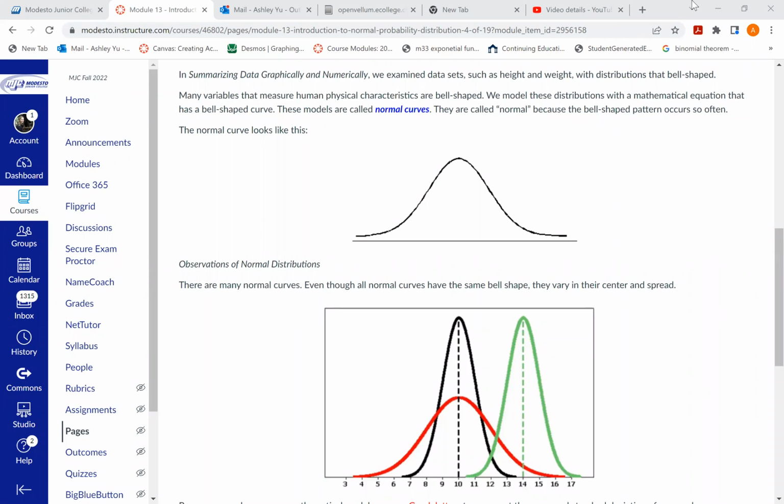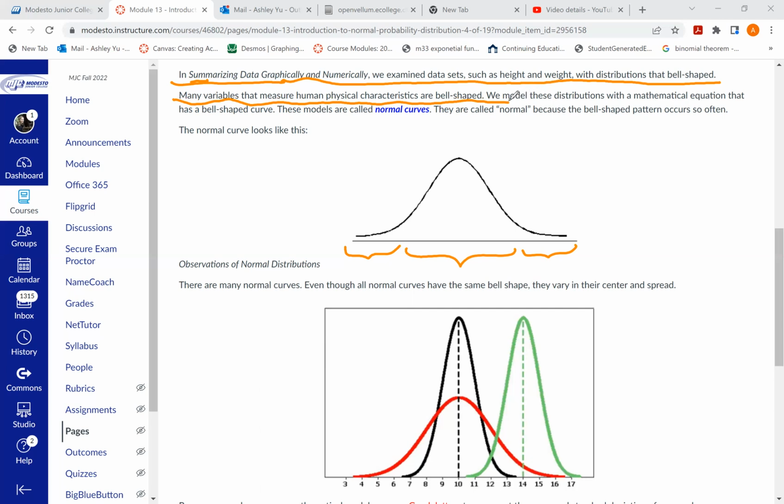In summarizing data graphically and numerically, we examine data sets such as height and weight with distributions that are bell-shaped. Many variables that measure human physical characteristics are bell-shaped. Imagine for height, for example, there are some people that are very short, some people that are very tall, but the majority are somewhere in the middle. It's not like there are more "tall" people than "short" people. A lot of physical characteristics of humans take on this bell-shaped curve, or approximately a bell-shaped curve.